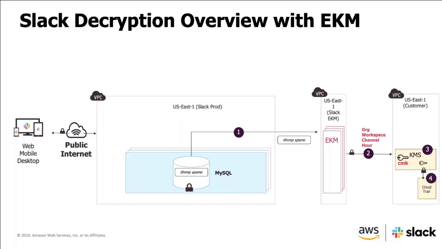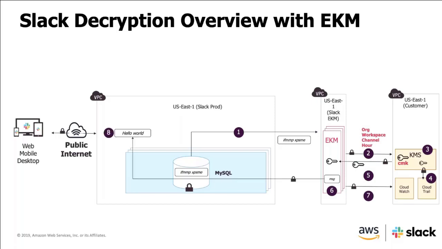KMS logs an entry atomically into CloudTrail, just as it did as part of the encrypt flow. And KMS sends the data key to the EKM service. The EKM service decrypts the message and persists the data key in memory for 5 minutes, again for performance reasons. And the data key and reason code are also sent to CloudWatch. Finally, the decrypted message is then shown to the user.